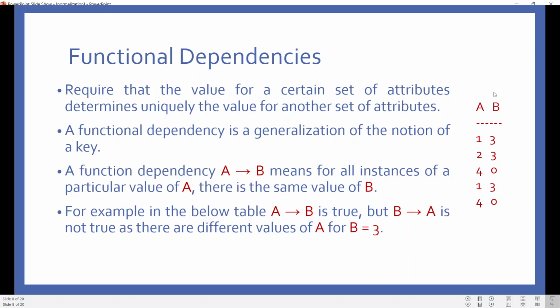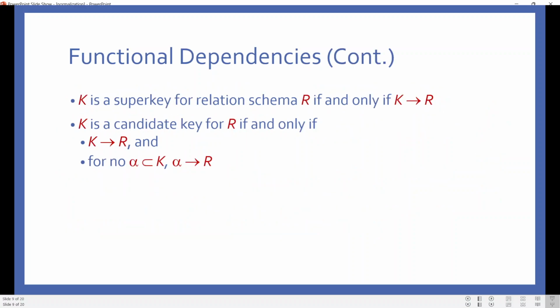So here A to B is true. That means that for every value of A we can determine the value of B. But for every value of B you can't determine the value of A. So A to B is true but B to A is not true. So this is an example of functional dependency. I hope you understood what functional dependency is.